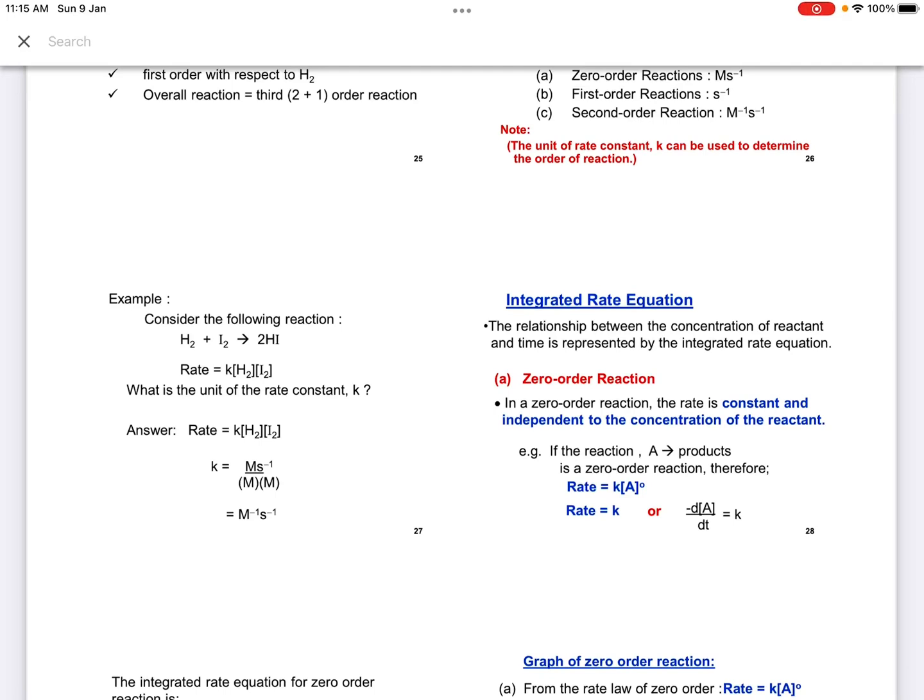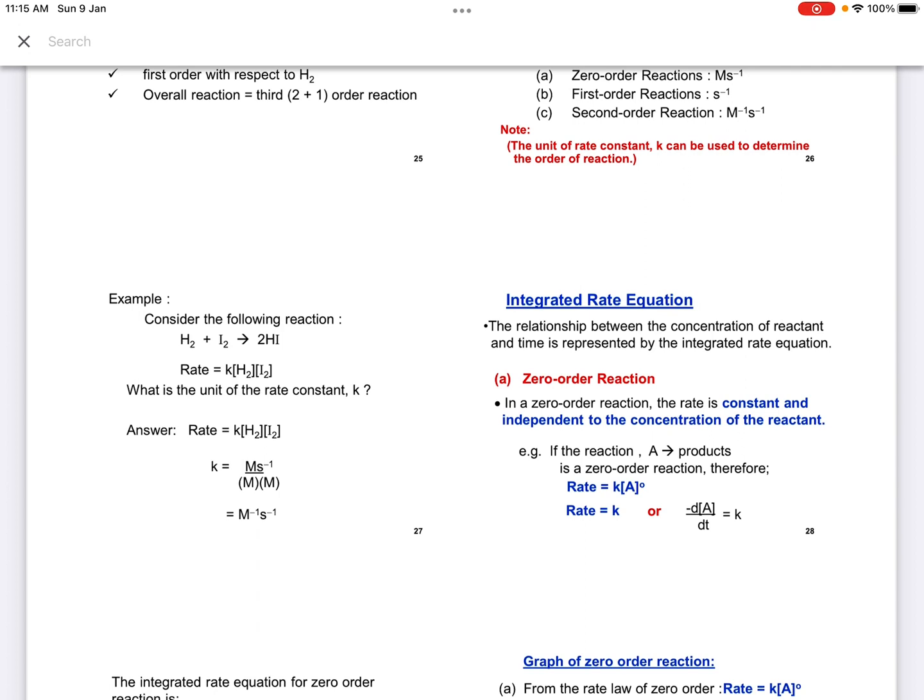Next part, we look at integrated rate equation. The relationship between the concentration of reactant and time is represented by the integrated rate equation. We begin with zero order reaction. In zero order reaction, the rate is constant and independent of the concentration of reactant.